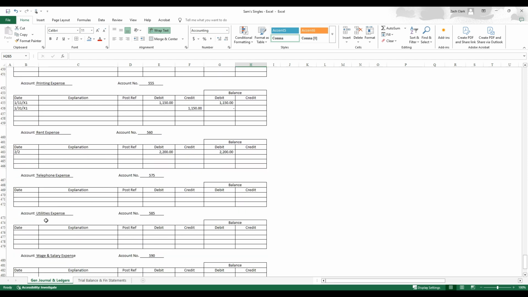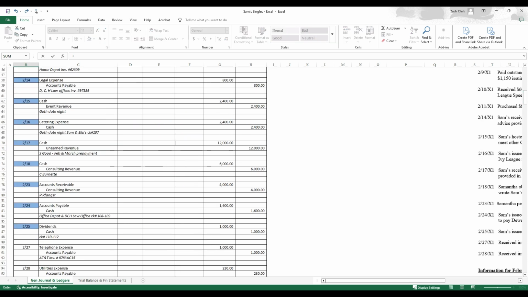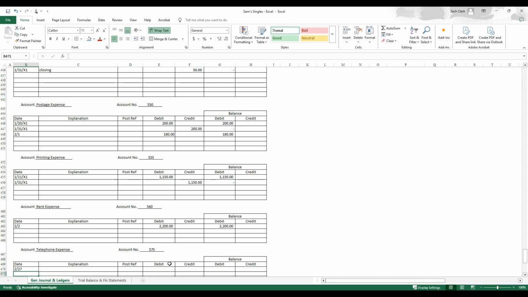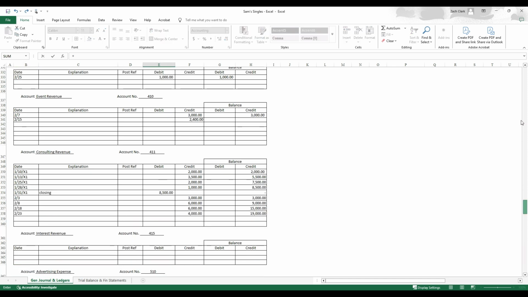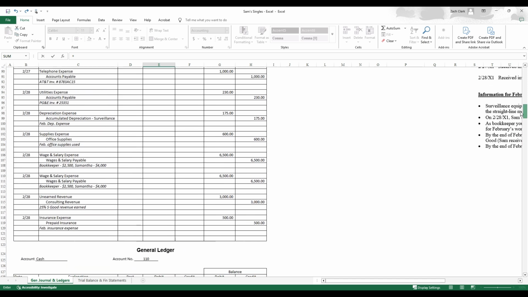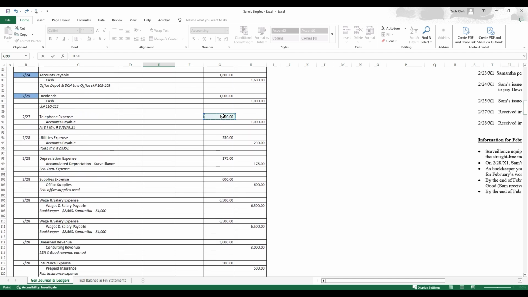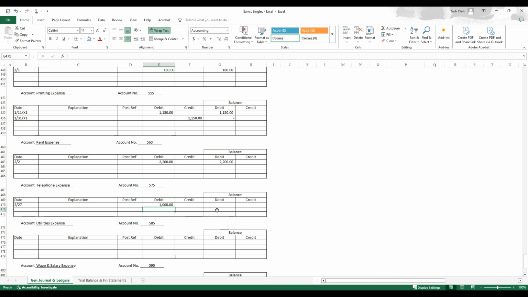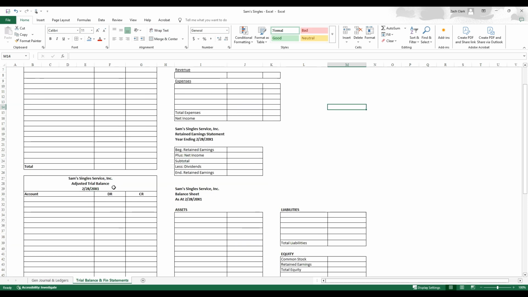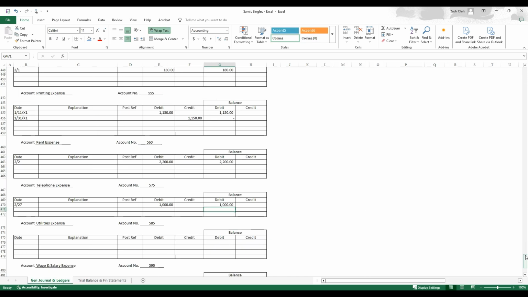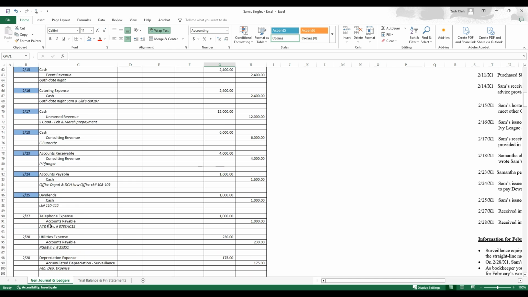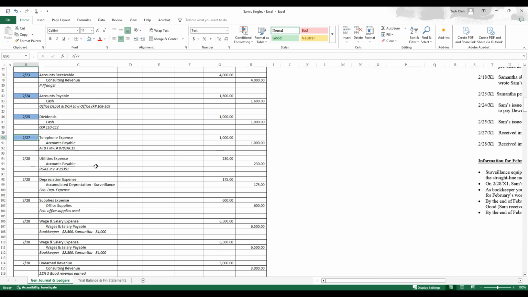Telephone expense, where are you? There you are. Down at the bottom. $1,000. Running total. Good to go. Perfect. That is done. On to the next.